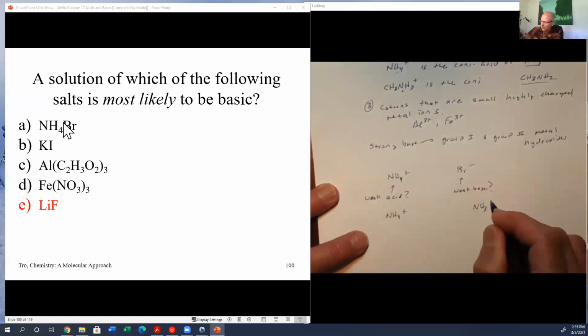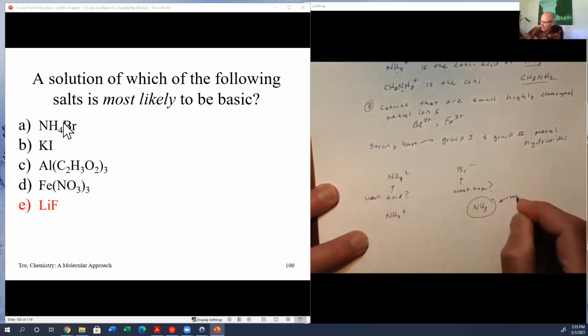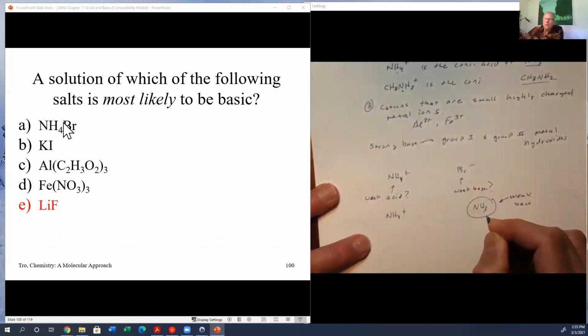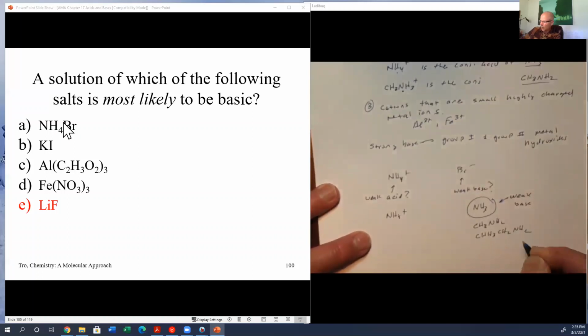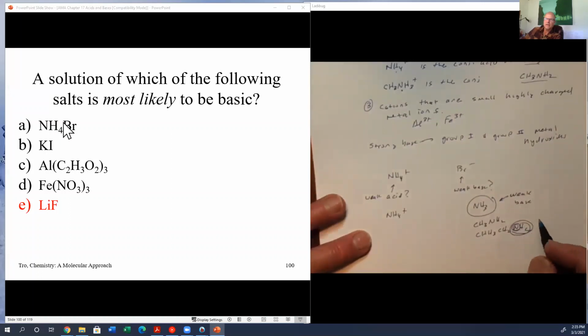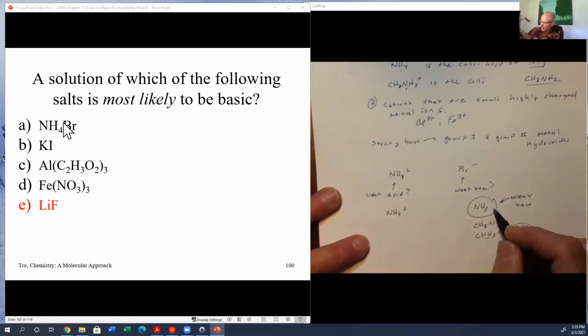Okay, and NH3 is a weak base. So remember, weak bases are going to look like ammonia or things like CH3NH2 or CH3CH2NH2, or other combinations, but you're always going to see that nitrogen in there. That nitrogen corresponding with other carbon and hydrogens is always going to be a weak base. All right. So this is a weak base.